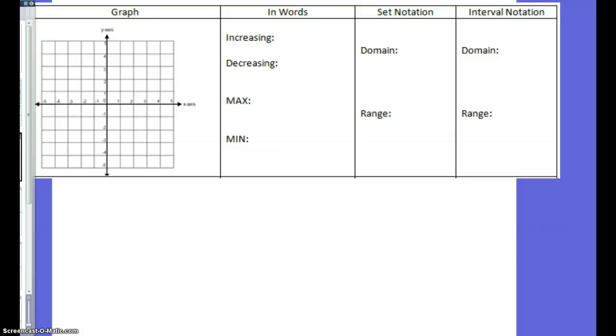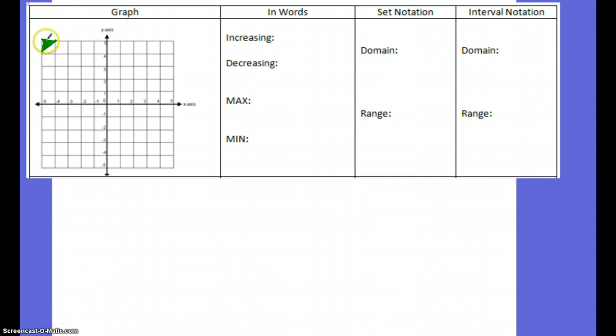Okay, for the next one, I want you to draw a line. Start up at the top left corner, and come down to the bottom right corner. And it was supposed to go through the center, but it doesn't matter so much.